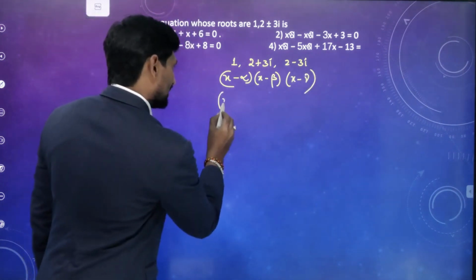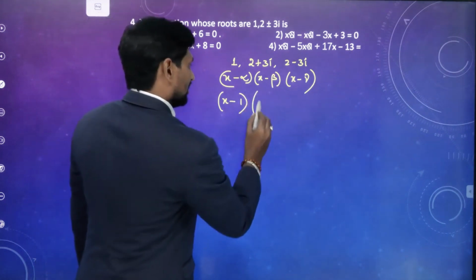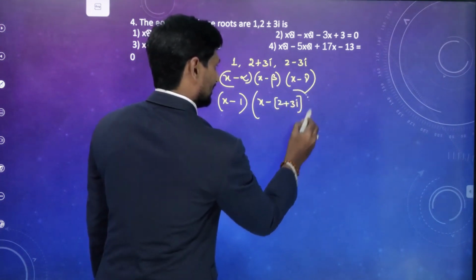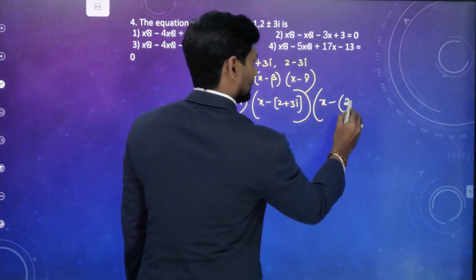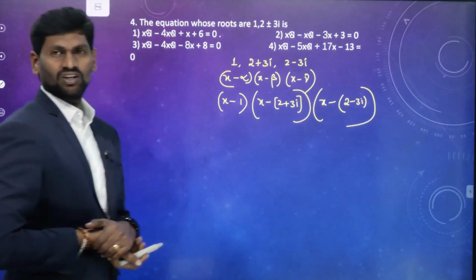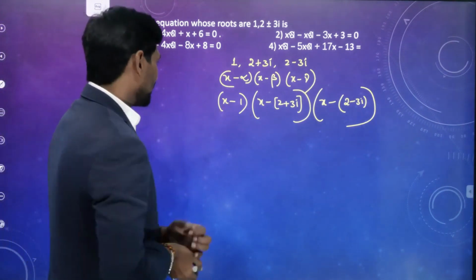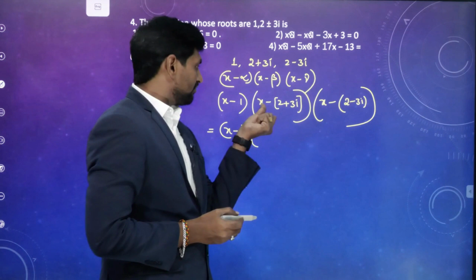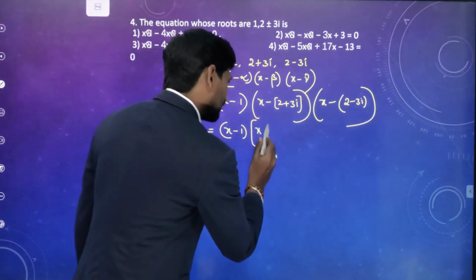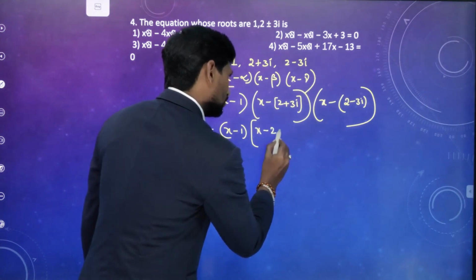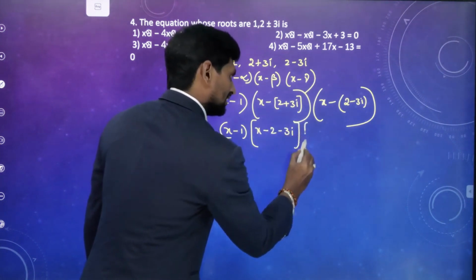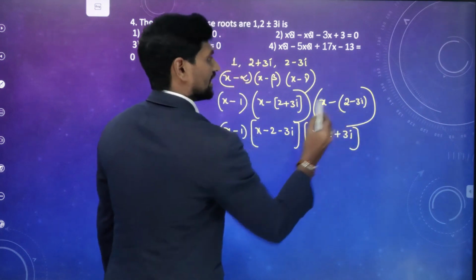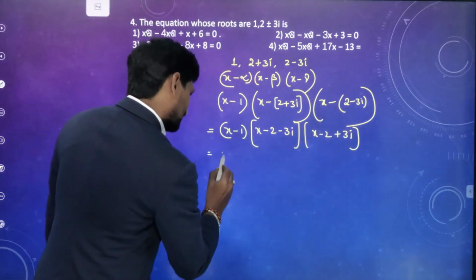That equals x minus alpha, whose value is 1, x minus beta, whose value is 2 plus 3i, and the third one, x minus 2 minus 3i. Right. So x minus 1 as it is. Now here, with the minus, I am removing this bracket by multiplying with this minus symbol. So it will be x minus 2 minus 3i, and this one also x minus 2 plus 3i. Am I right? Because minus into minus becomes plus. Now this x minus 1 as it is.